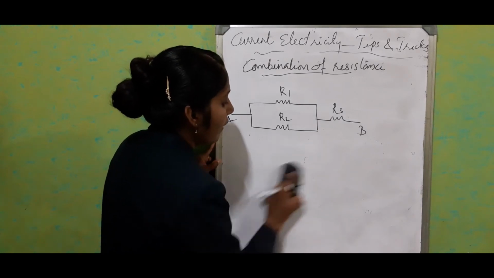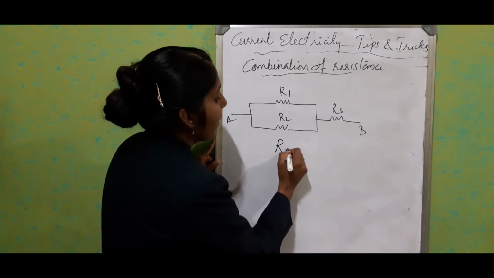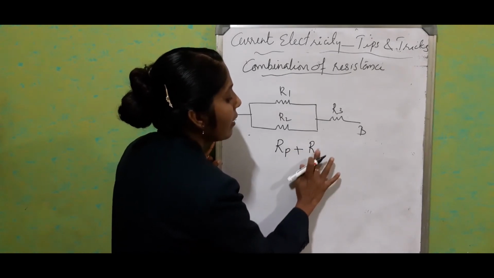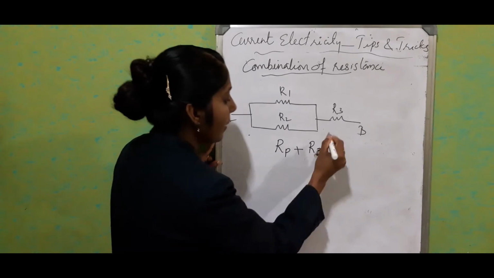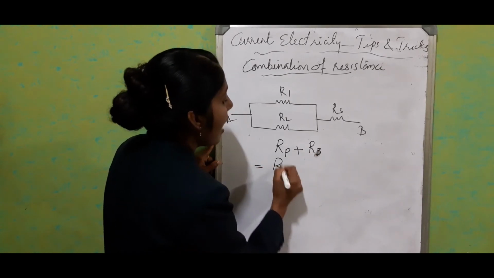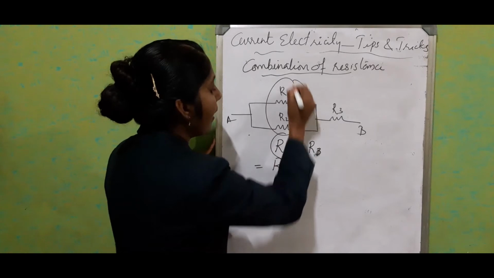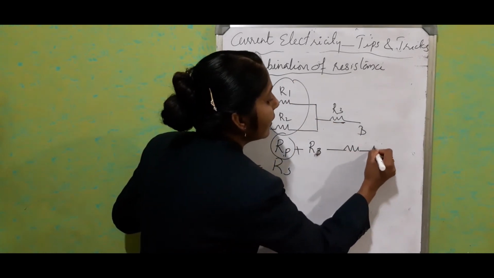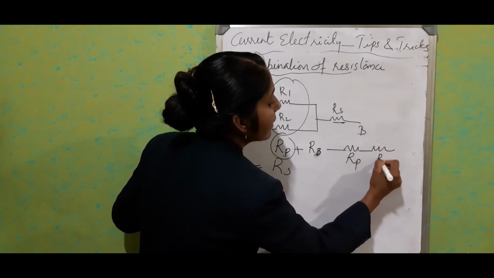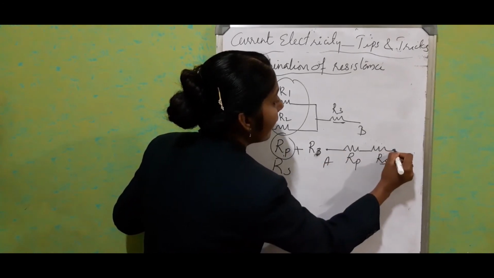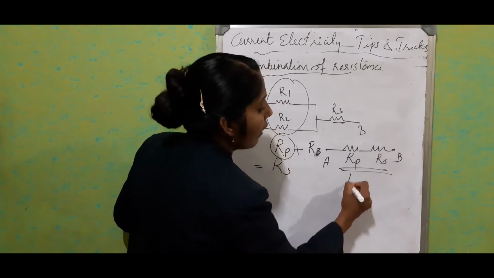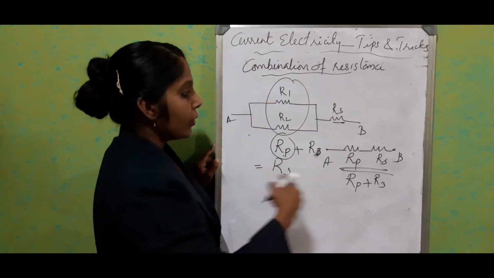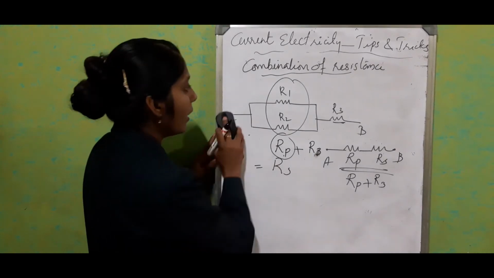Whatever it is, let it be there. So how do you solve it? Rp plus R3 gives Rs. First you solve this part and find Rp, then the circuit will look like this: this is Rp, and this is Rs, between A and B. Then you can solve it as Rp plus R3, right? So that is the way you have to solve it. Now I'll show another circuit.